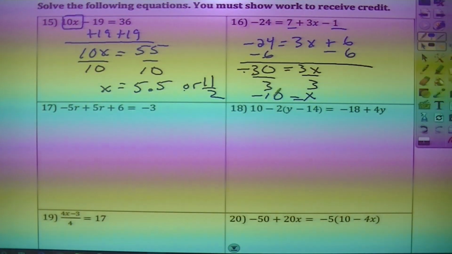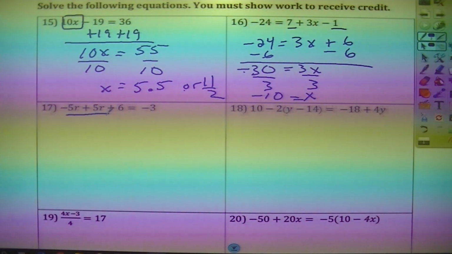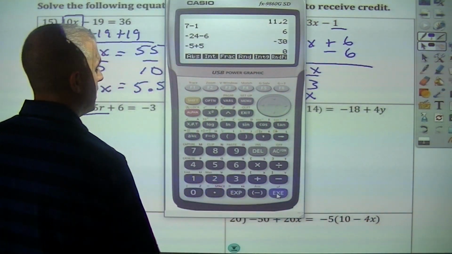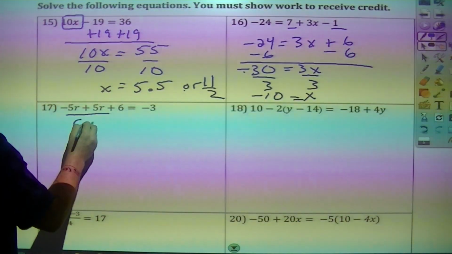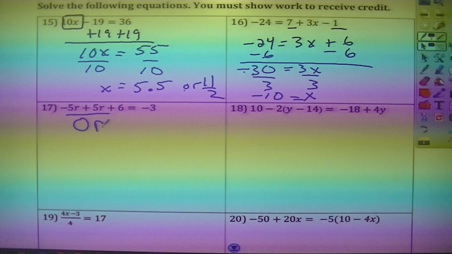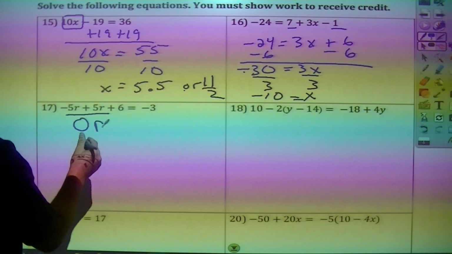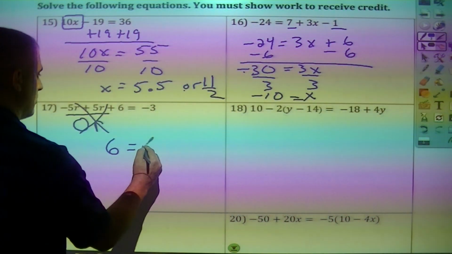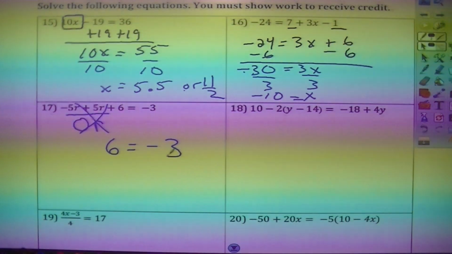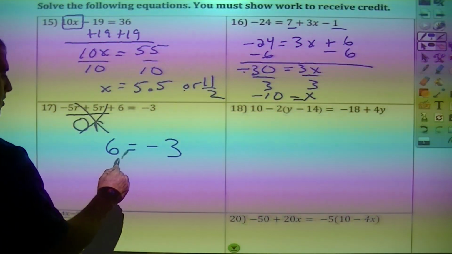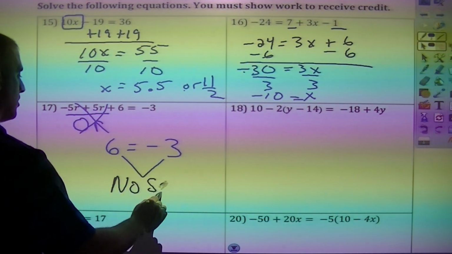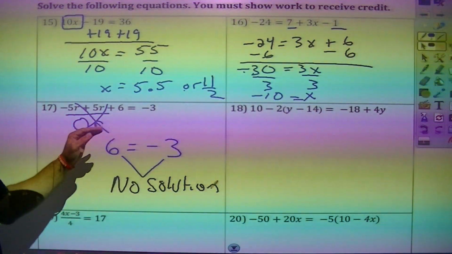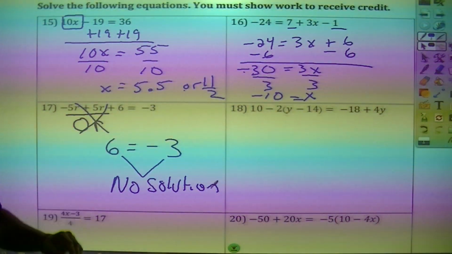Okay? All right, same deal here. Got to combine those. Those are like terms. So I got -5 plus 5 is 0, so I got 0r. That means that basically this has gone away. So what I have is x equals on this side -3. Now I gotta ask yourself, can this ever happen? No. So this answer will be no solution. If the variables go away and the numbers are different, it's no solution.